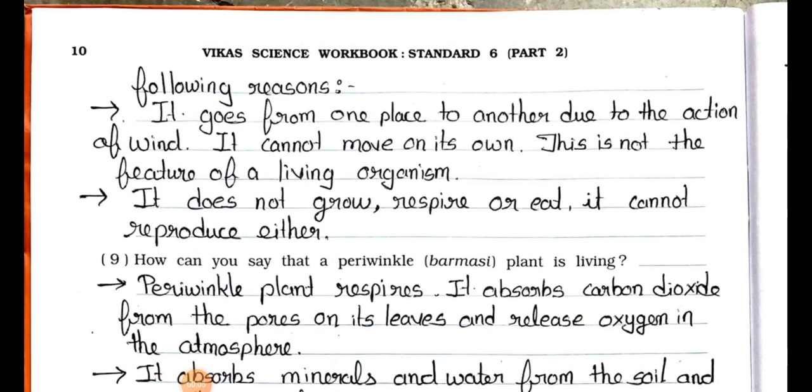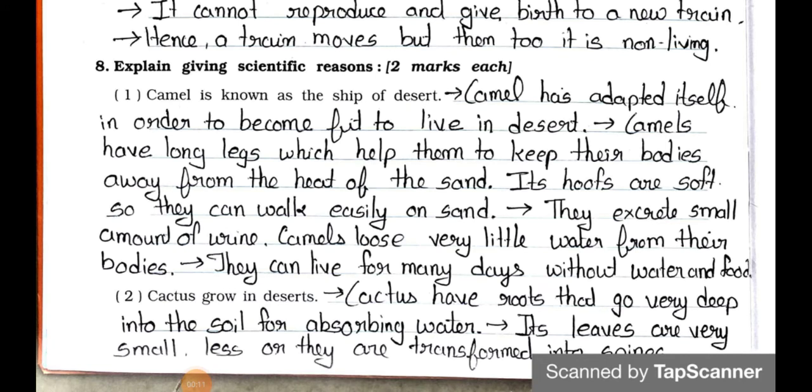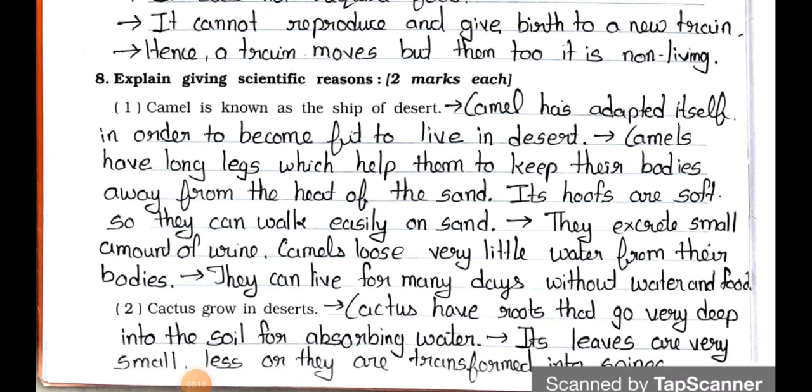Today we'll see Standard 6 Subject Science. In that, chapter number 9, the living organisms, characteristics and habitats. Main 8. Explain giving scientific reasons. It carries 2 marks each.